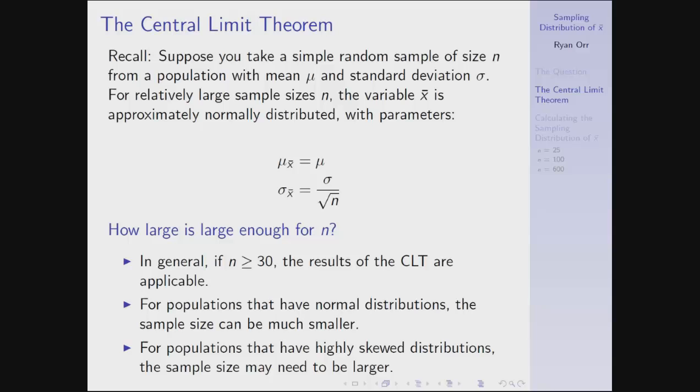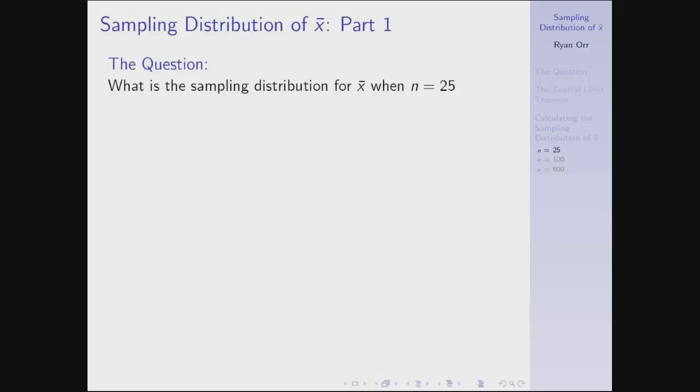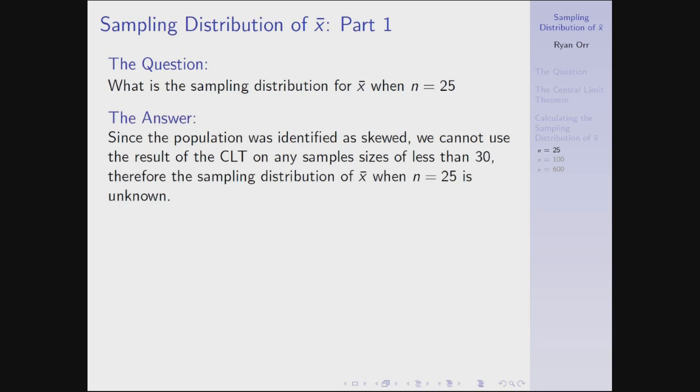Alright, so let's move on to actually calculating the sampling distributions. In part 1, we were asked to calculate the sampling distribution for x bar when n is equal to 25. Here's the problem. The population was identified as skewed. We can't use the central limit theorem for sample sizes less than 30, especially with a skewed population. So in this case, the sampling distribution of the sample mean is really unknown. We don't know if it'll be normally distributed. We're not totally sure what it's going to look like. So we shouldn't make any sort of inferences, and we shouldn't assume that it's going to be normally distributed.